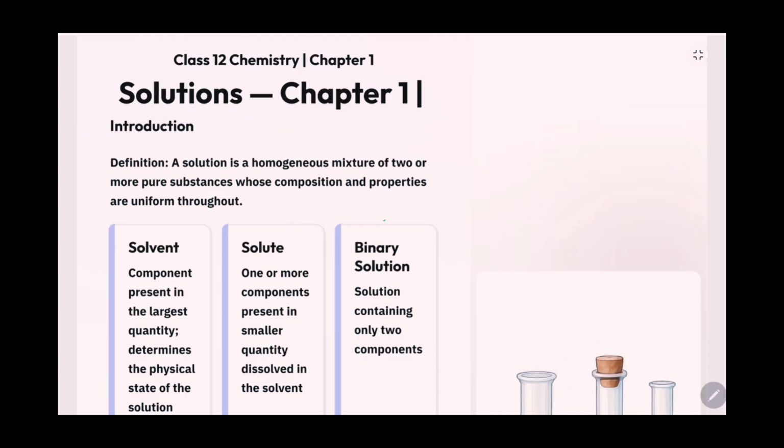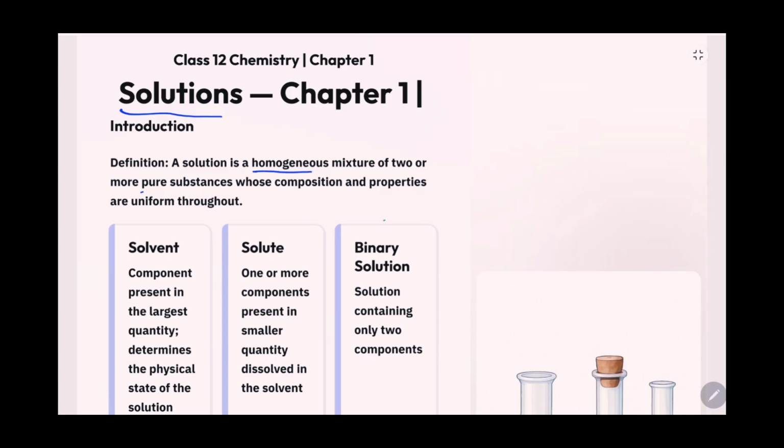Greetings dear children. So today we are going to start with this chapter, solutions. It is one of the important chapters from chemistry. Let's get directly into the definition of what is the meaning of the word solution. So solution is a homogeneous mixture of two or more pure substances.